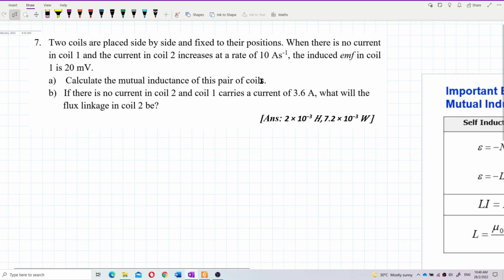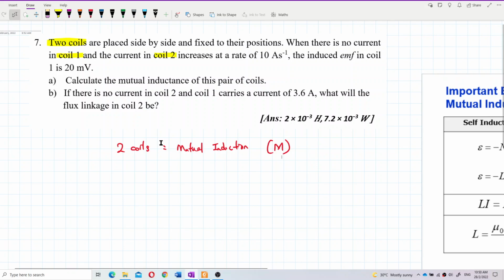Okay, good. So now, this is about mutual induction or self-induction. Is it one coil or two coils? This one has two coils. You see that? Two coils. You have coil 1, you have coil 2. If the question says it has two coils, then it is mutual induction. The mutual inductance is M. If only one coil, then it's self-induction.